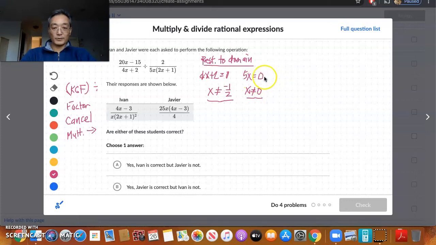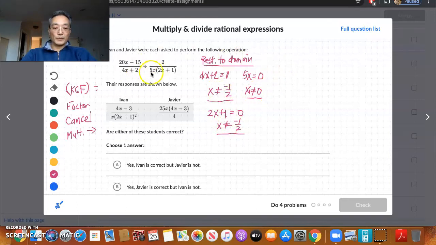Let's do a third one here, on the bottom. 2x plus 1 is equal to 0. And that's negative 1 divided by 2. Again, that's going to give us the same restriction. So x cannot be equal to negative 1/2. So it's the same restriction. So negative 1/2 and 0.